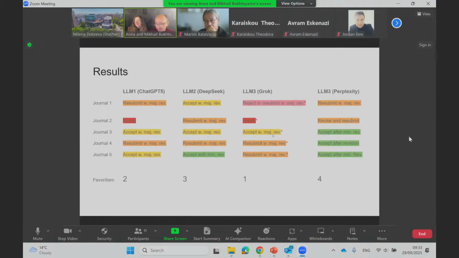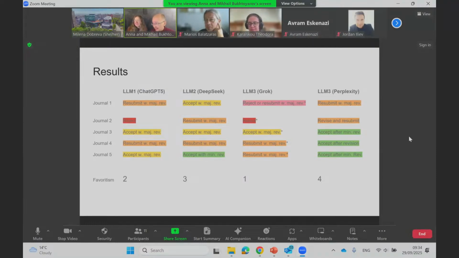Actually, this is the core of our research. These are the responses and what we got from the models. Probably you see that the last one, Perplexity, was the least critical. It was most friendly, and of course it is nice to see that our paper would be accepted with minor revision. But let's compare it with the other reviews. For example, Grok was very critical, and if this model were our reviewer, we would be rejected, or we would need to resubmit in most cases. Only one journal had some potential.